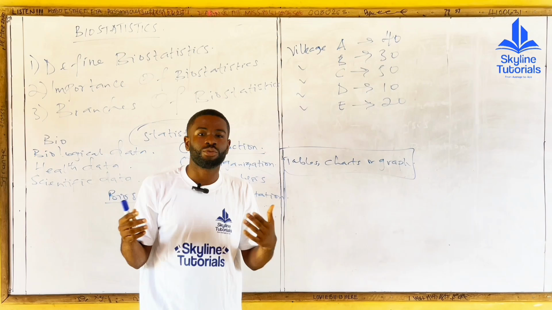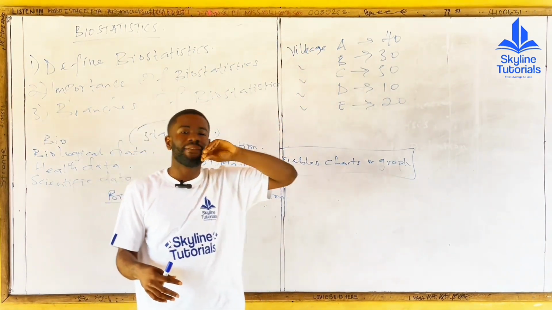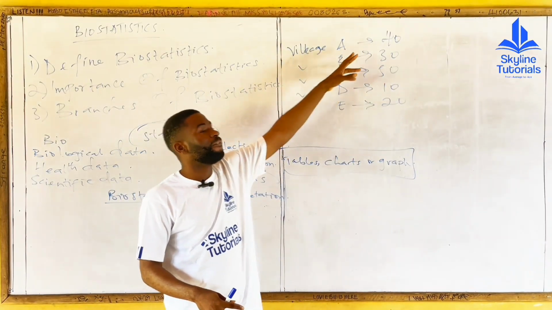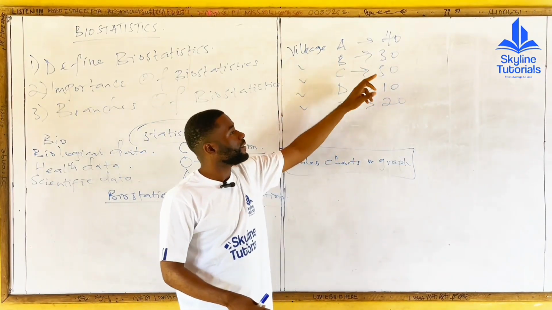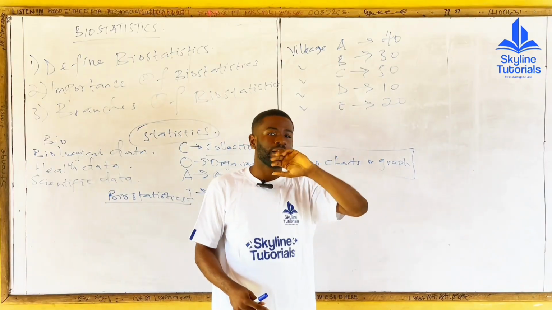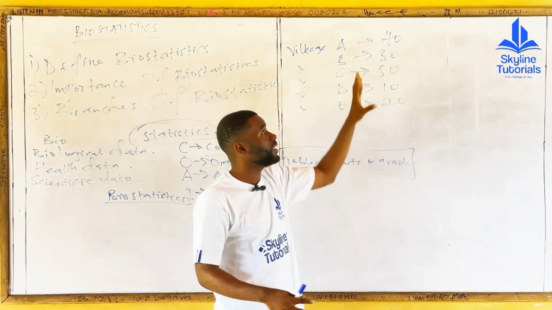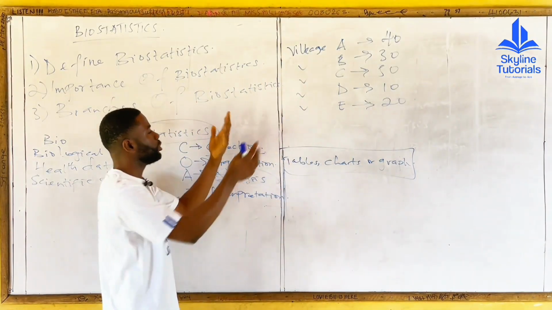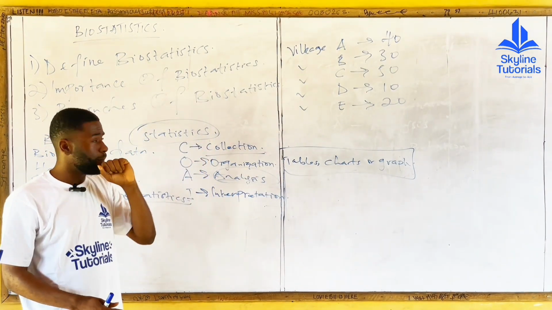A health worker goes into different communities and gets a survey of malaria outbreak. And these were the recordings. The first village had 40, 30 for the next, 50 for the other, 10 for village D, and village E had 20. So let's see how this is data. This is the data that has been collected, and we can also see it as raw facts. Let us use this illustration to explain these 4 key terms in biostatistics.